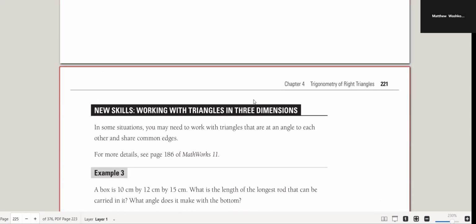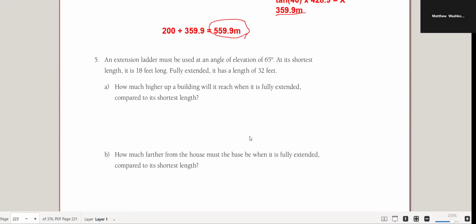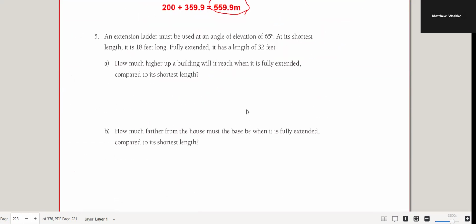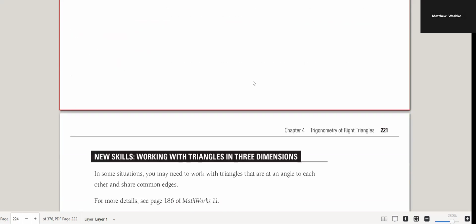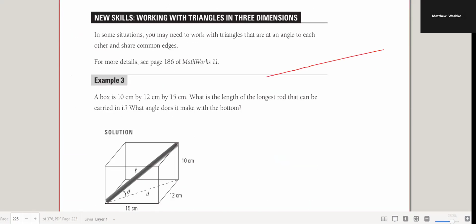Okay. I'm going to trust you guys to be able to do this. If you're not, you get 2 weeks. Ask me for help. We're going to go to our next one here.